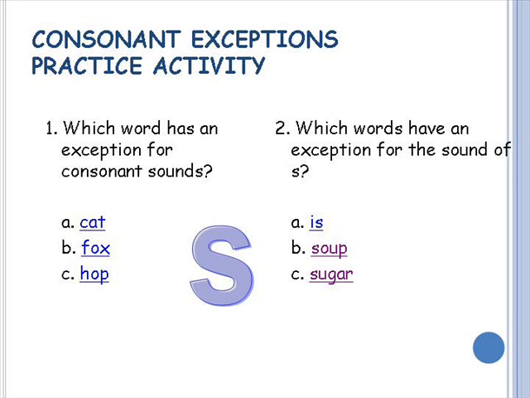Consonant exceptions practice. Question 1. Which word has an exception for consonant sounds? Answer: B. Fox. Question 2. Which word has an exception for the sound of S? Answer: A. Is and C. Sugar.